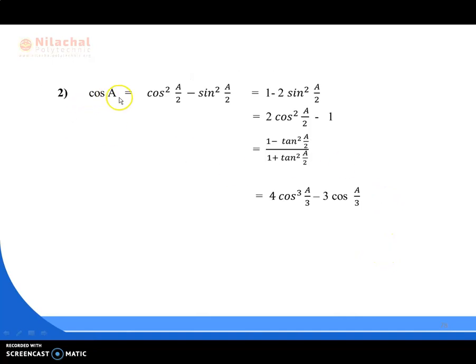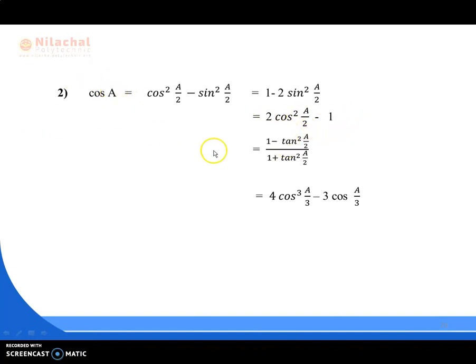Let's see cos a. We know the cos 2a formula: cos 2a is cos square a minus sin square a. But here it is cos a, so a must be a by 2 here. Another formula is 1 minus 2 sin square a, but here it is a, so this is a by 2. Another formula is 2 cos square a minus 1. So here it is a, not 2a, so this is a by 2 here.